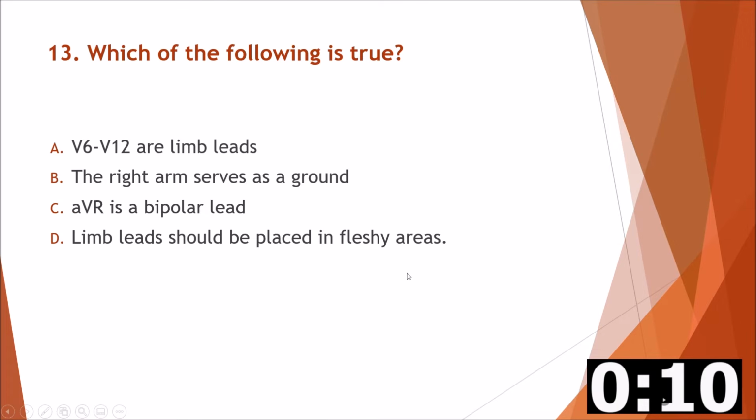Number 13, which of the following is true? A, V6 through V12 are limb leads. B, the right arm serves as a ground. C, AVR is a bipolar lead. D, limb leads should be placed in fleshy areas.